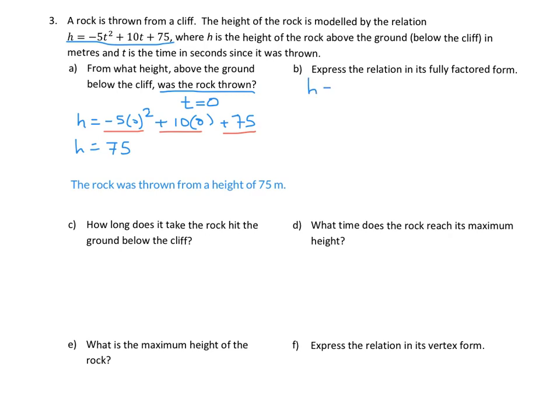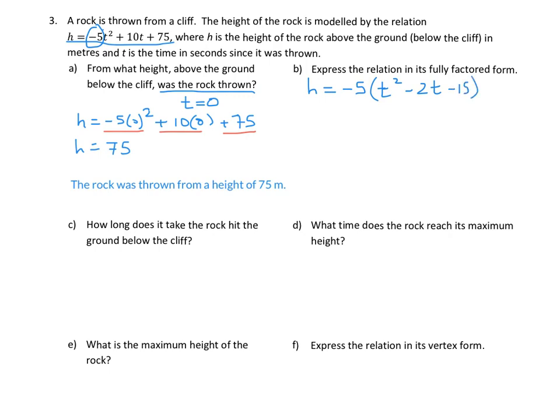Always, always, always look for a common factor first. Because the a value in the equation is negative, I definitely want to factor the negative out, if nothing else. But I'm also noticing I can easily divide 10 and 75 by 5. So I'm going to common factor negative 5 out. It's going to leave me with a t squared. Positive 10 divided by negative 5 will give me negative 2 with a t. And positive 75 divided by negative 5 will give me negative 15.